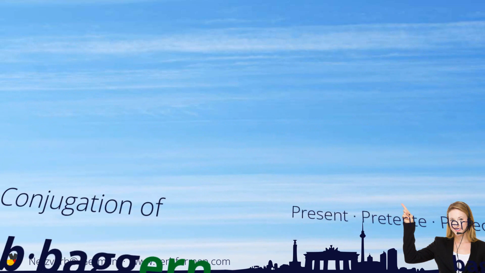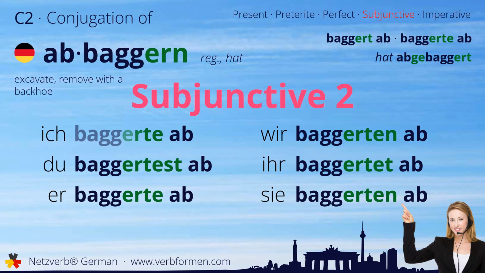Now we move on to the subjunctive two. Ich baggerte ab. Du baggertest ab. Er baggerte ab. Wir baggerten ab. Ihr baggertet ab. Sie baggerten ab.